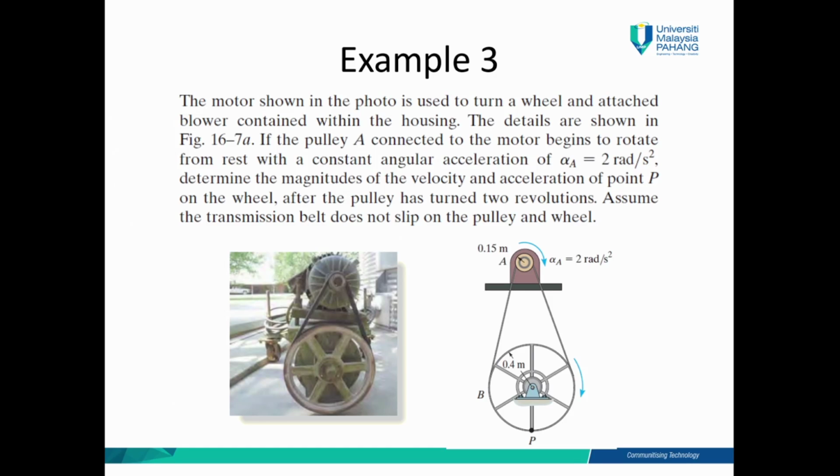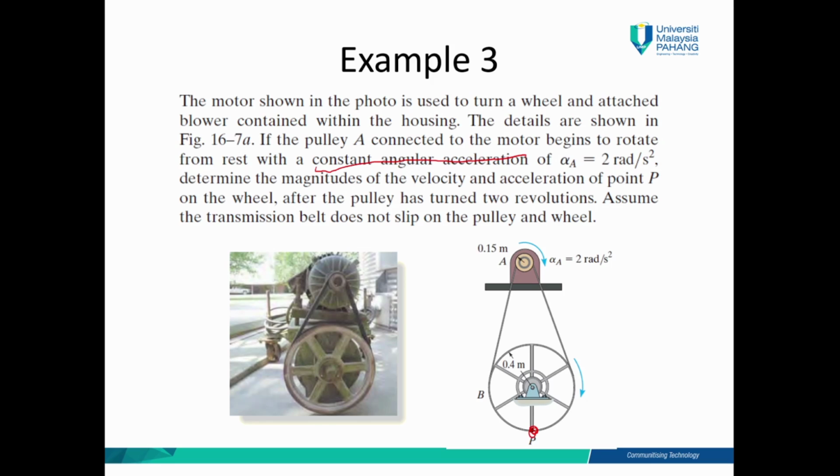Okay, so let's look at our example 3. So you have a motor that is turning a wheel. If the pulley A here, which is connected to the motor, begins to rotate from rest with a constant angular acceleration, so you have constant angular acceleration here, meaning you can use your 3 formulas, of 2 radian per second square. Determine the magnitude of velocity and acceleration of point P of the wheel.